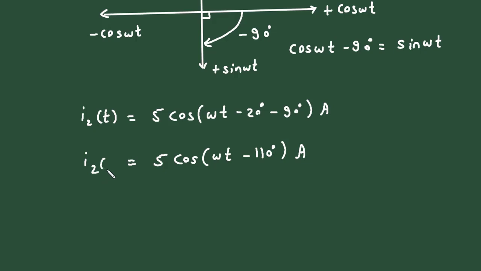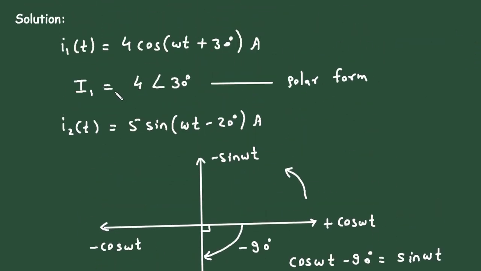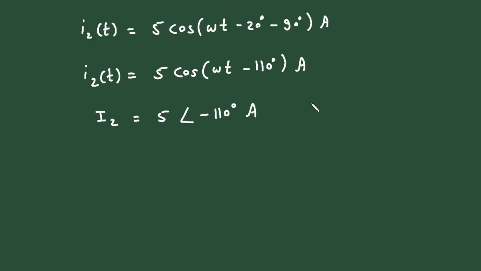Now it is in standard form. Now we can easily convert this time domain format into its equivalent phasor domain. So I2 is equal to 5 at an angle minus 110 degree ampere. So this is the value of I2, and here this is the value of I1. Let's say this is equation number 1 and this is equation number 2.